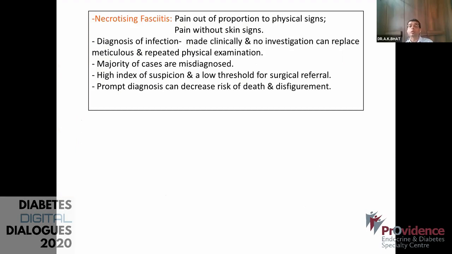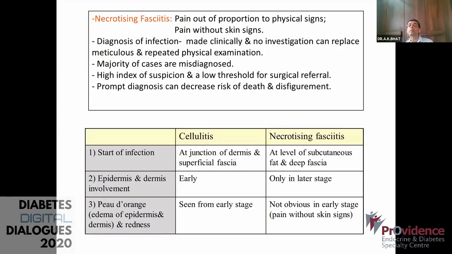Very, very important. And it is very likely many of the cases are passed off as cellulitis, but it's important to know the key differences of cellulitis versus necrotizing fasciitis. The infection starts much superficially, whereas necrotizing fasciitis is deep. So when the skin manifestations come, it takes some time. Epidermis and dermis are involved early, and in necrotizing fasciitis only later on. So you see the skin signs much later. And pus discharge is seen early. Here it is not obvious.